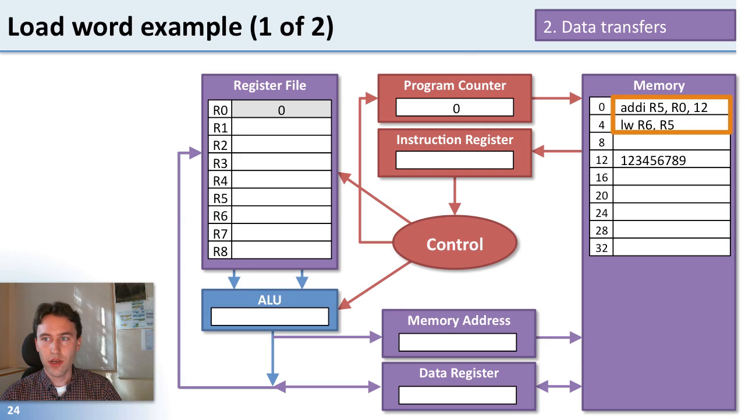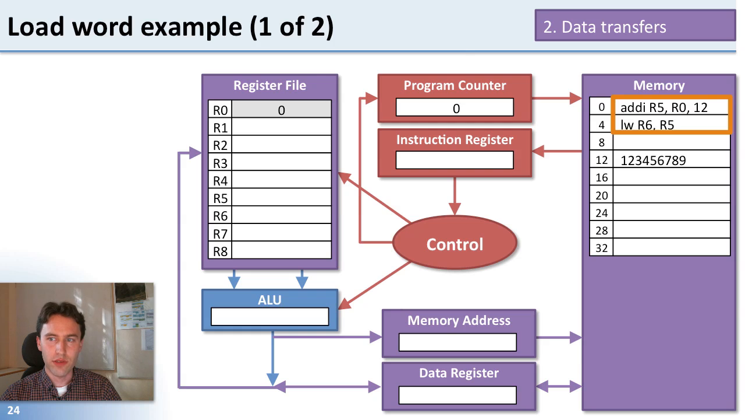So here's our program. It's going to do an add immediate first. It's going to add 12 to R0 and store it in R5. That's going to be 12 plus 0, so it's going to put 12 in R5. And then it's going to do a load word. It's going to load word into R6, that's the destination. And the source is going to be the address in R5, which is the result of the previous calculation.